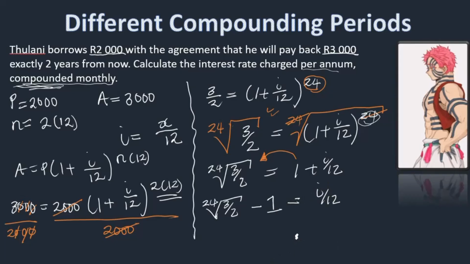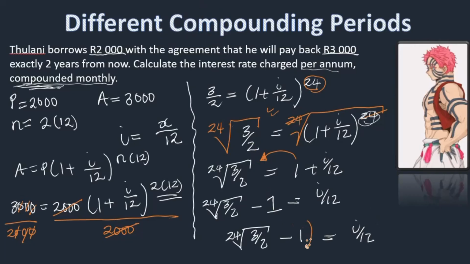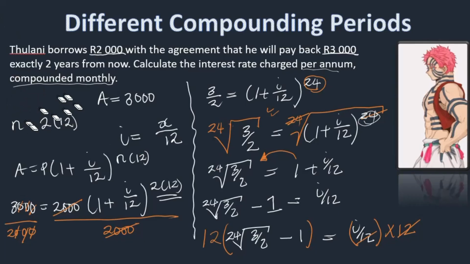Now what do I need to do? I need to multiply everything by 12. Let me write everything then. I have the 24th root of 3 over 2 minus 1, which is equal to I over 12. Let's pick a different color here. I'll multiply this entire thing by 12, and what I do on the left, I must also do on the right. So numerator 12 will cancel denominator 12. Right, and then let's create some space here.